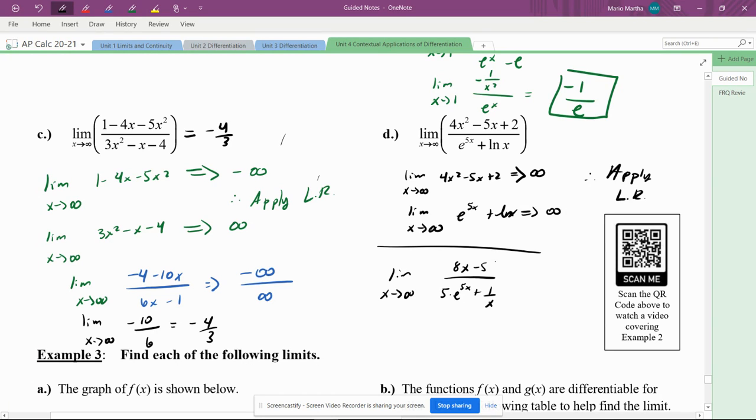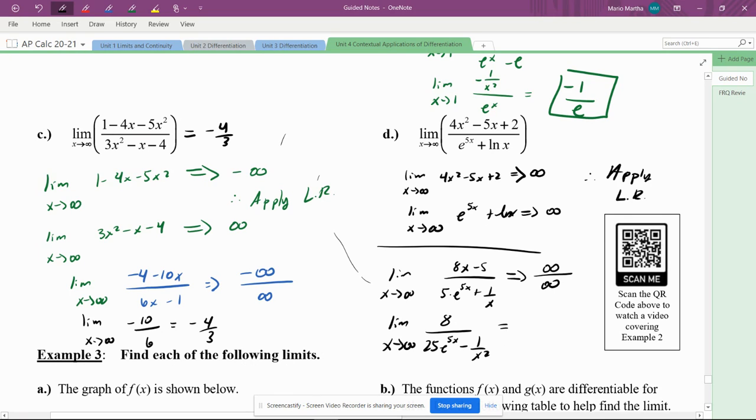Then again we plug in infinity, and we end up with the same thing: positive infinity over positive infinity. So apply L'Hopital's rule one more time. The limit as x approaches positive infinity has 8 on top. At the bottom, we have 25 e to the 5x minus 1 over x squared.